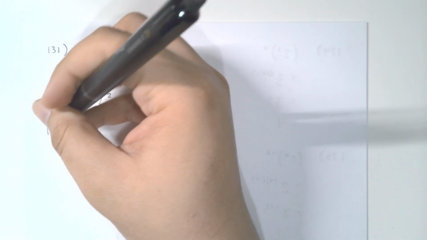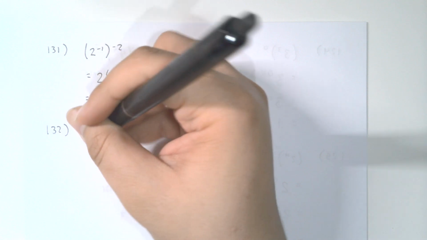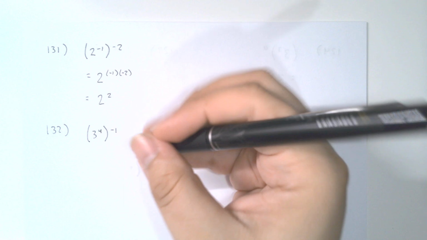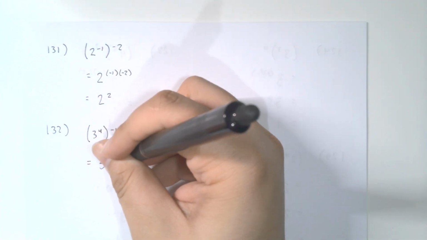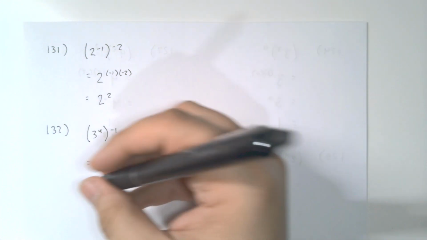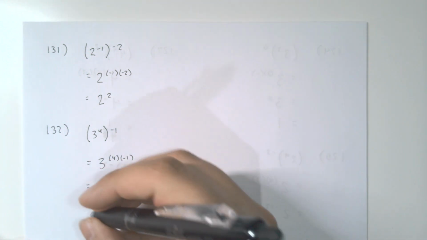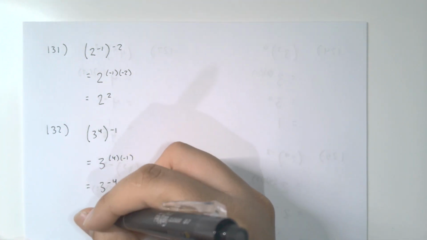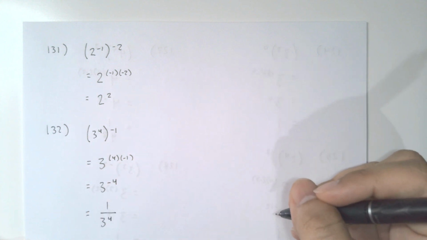For number 132, we have 3 to the 4th power to the negative 1st. This is equal to 3 to the power of 4 times negative 1. And 4 times negative 1 is negative 4, so we have 3 to the negative 4th power. And converting to a positive exponent, this is equal to 1 over 3 to the 4th power.